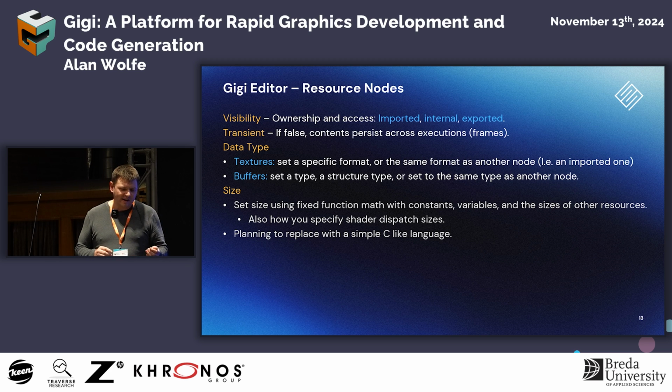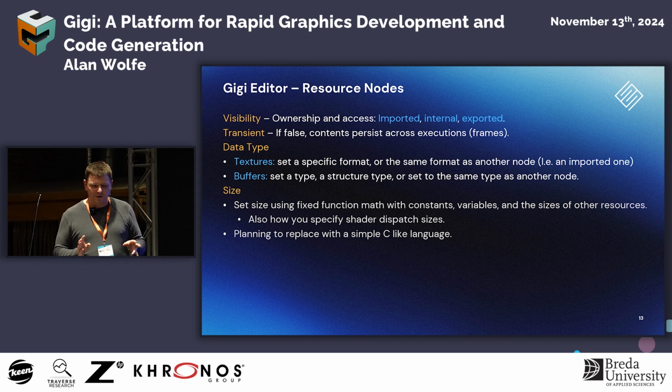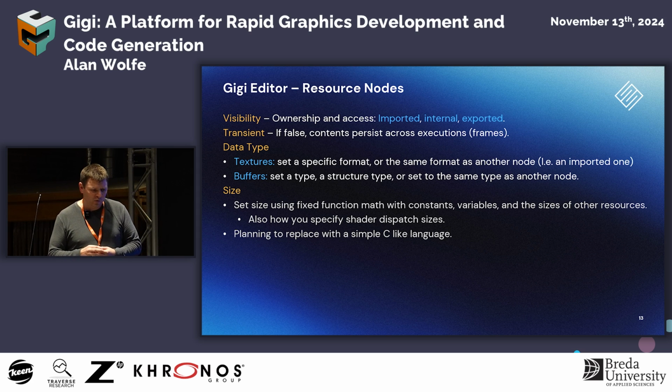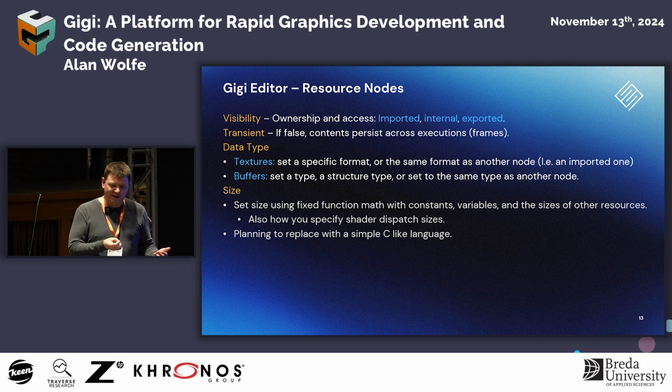And then for size, there's that fixed function math that you saw that uses constants and variables and the size of other resources to set the size. That kind of fixed function stuff is also how you set the shader dispatch sizes. It's pretty useful, or usable, I should say. But it gets a little bit awkward entering numbers into these boxes and understanding what they mean. So we have plans to replace this with a simple C-like language. We'll parse it and then put it into these structs, but it'll be a nicer interface for people.